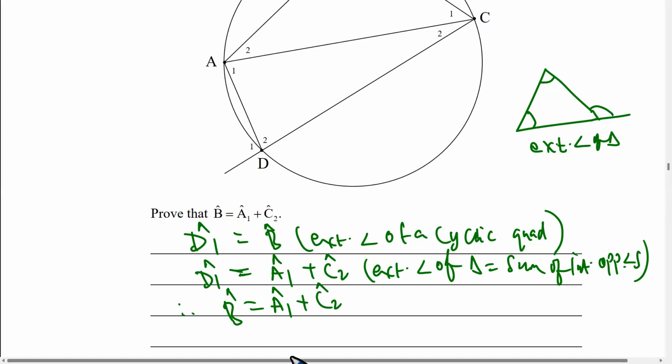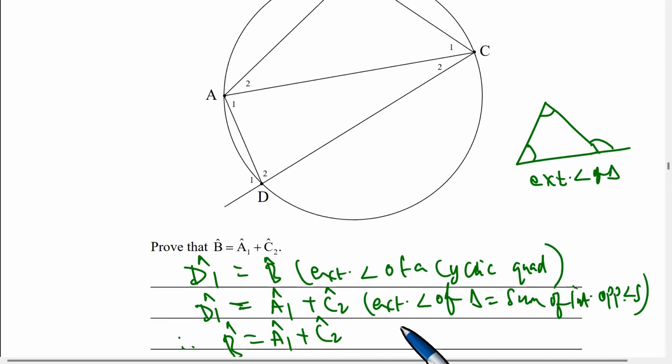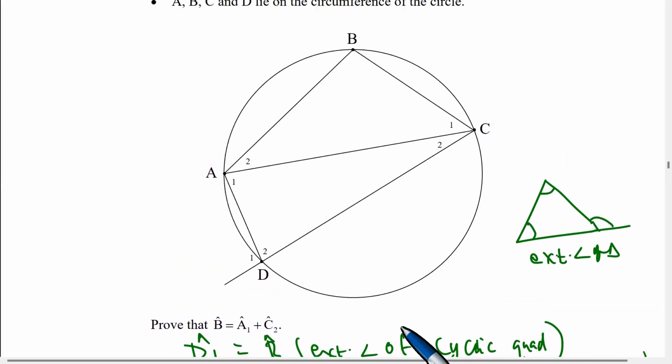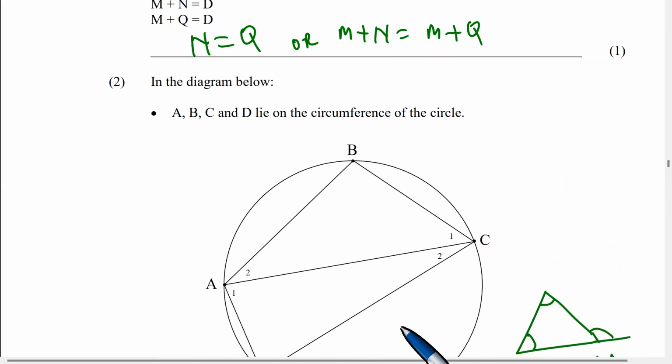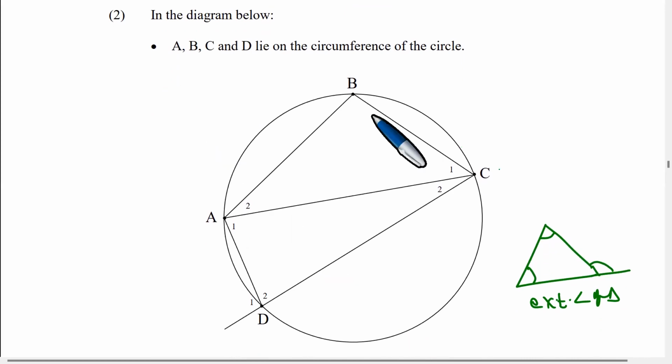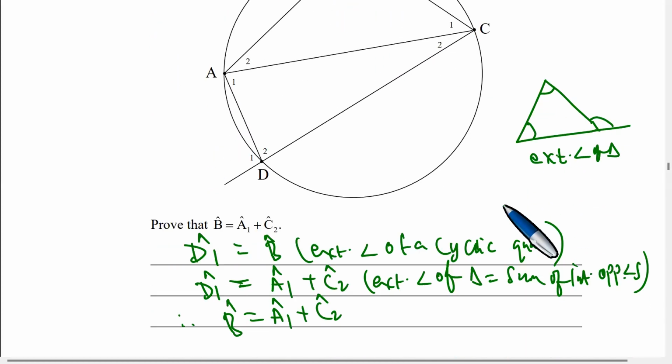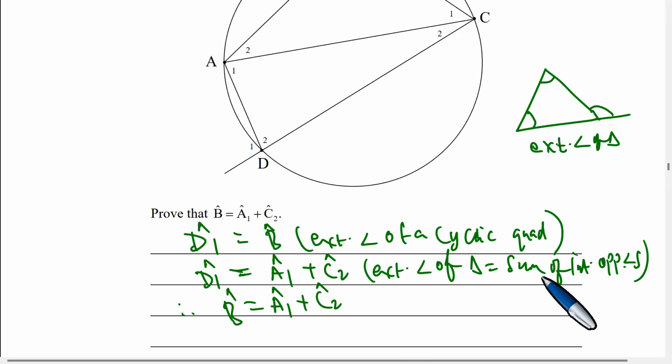Okay, so we have angle B is equal to A1 plus C2. This is what we got. So this is what we're supposed to show. Angle B is equal to A1 plus C2, and we've shown that. From the diagram here, this question, we have shown exactly that. Okay, next question.